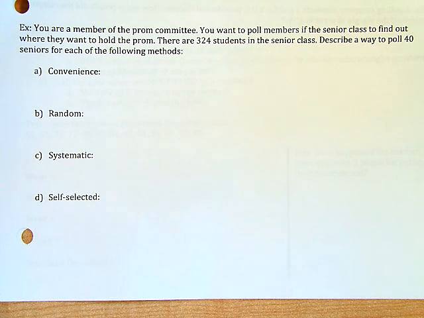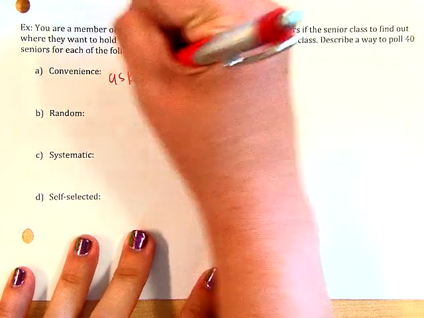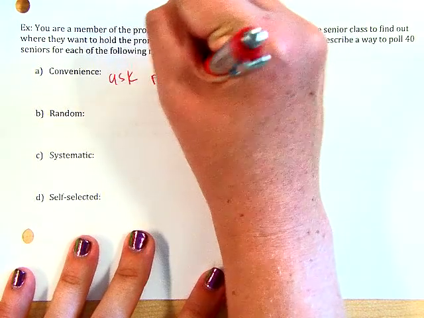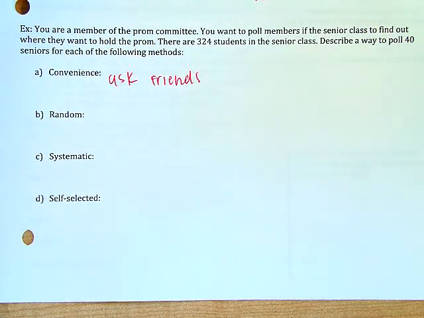So, convenience. You want to ask all these seniors what would be the most convenient way for you to do it. Ask friends, or the people that are just right next to you. Ask them. First seniors that you run into. Random, let's come back to that one.